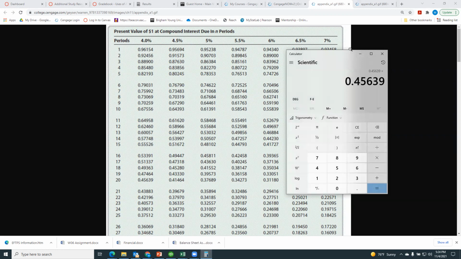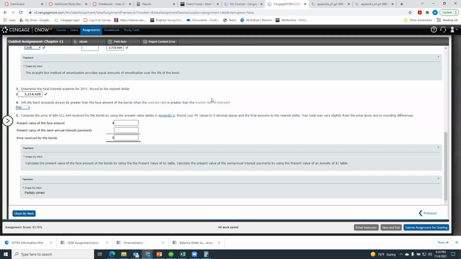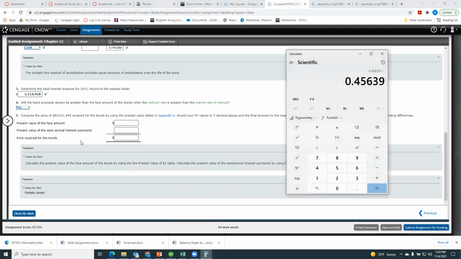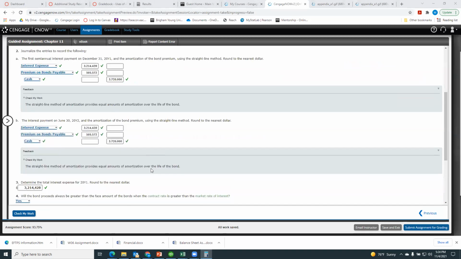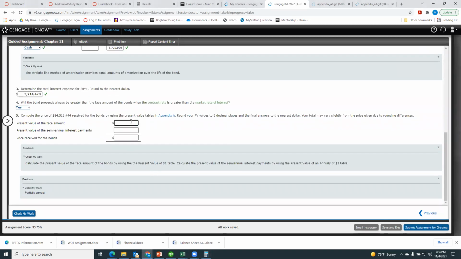And I will multiply that by the bond's face value. Remember, the face value of the bond was 74,400,000. The present value of that 74,400,000 is 33,955,416. So there's the present value of the face amount.